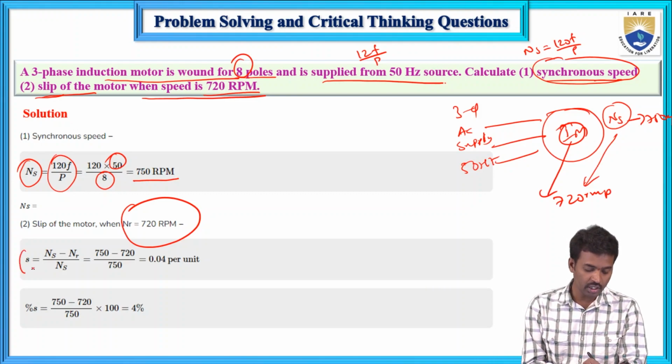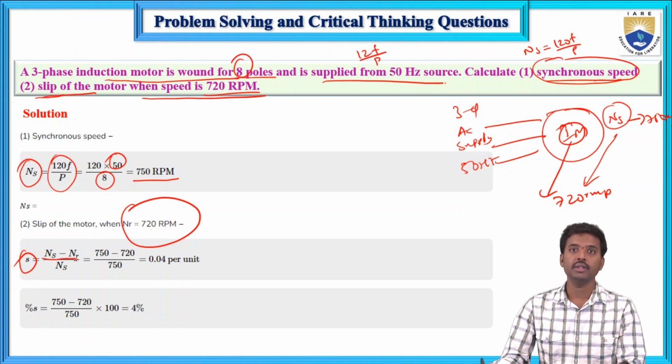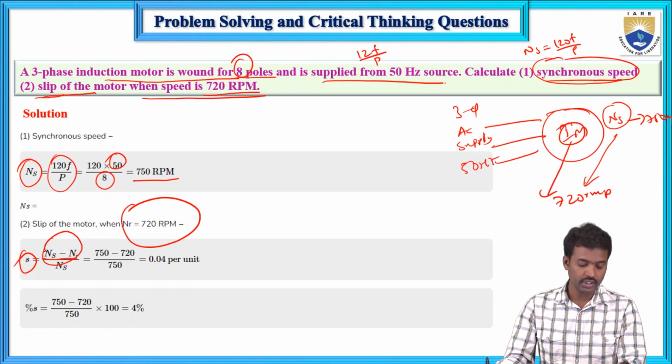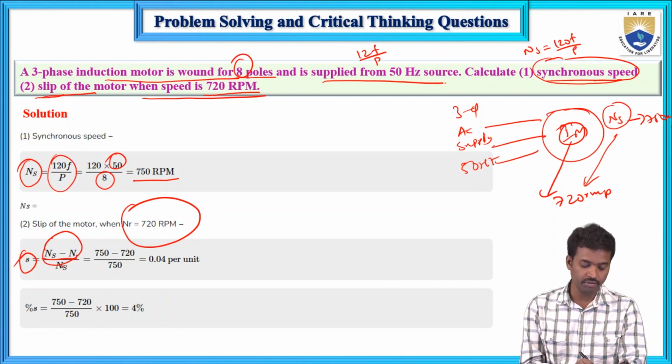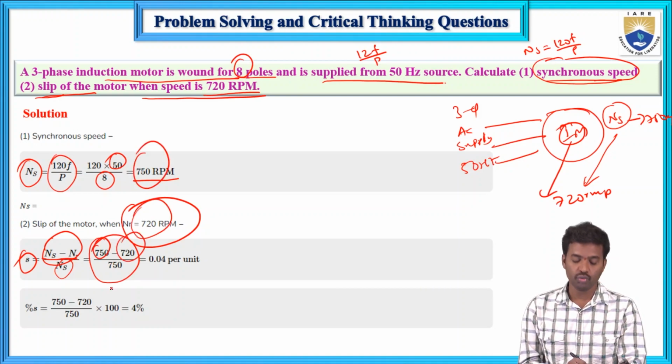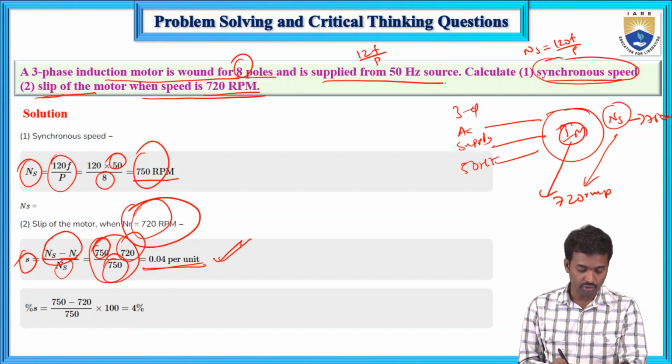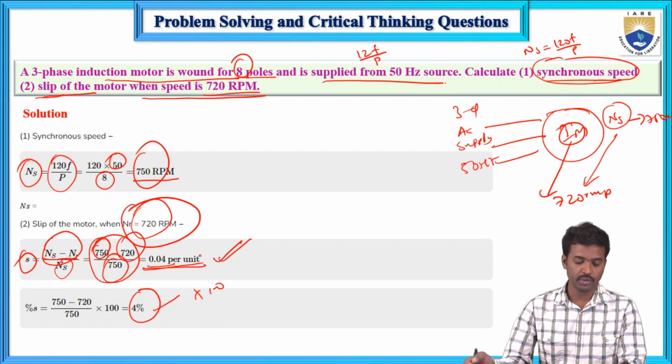So now here slip equals the difference between synchronous speed and running speed, and the ratio of this difference in speed to synchronous speed is the slip. NS is 750 and NR is 720, and that value is 0.04 per unit. And next if you want the percentage slip, multiply by 100, so that value equals 4%. This is the slip 0.04. So now next question.